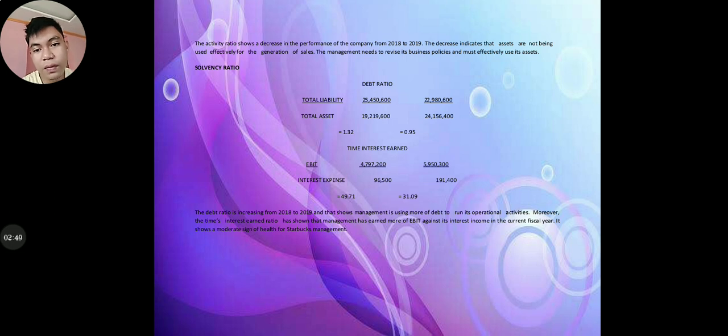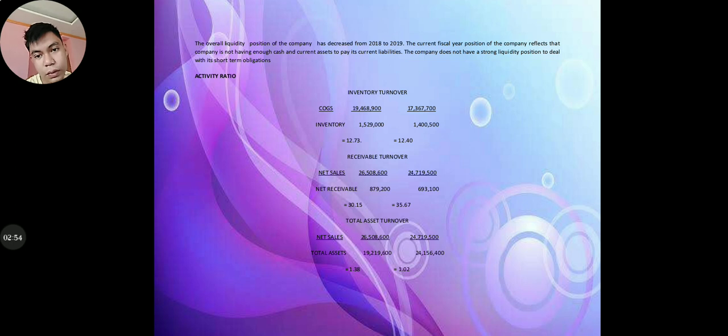The liquidity ratio shows the overall liquidity position of the company has decreased from 2018 to 2019. The current fiscal year position of the company reflects that the company does not have enough cash and current asset to pay its current liabilities. The company does not have a strong liquidity position to deal with its short-term obligations.